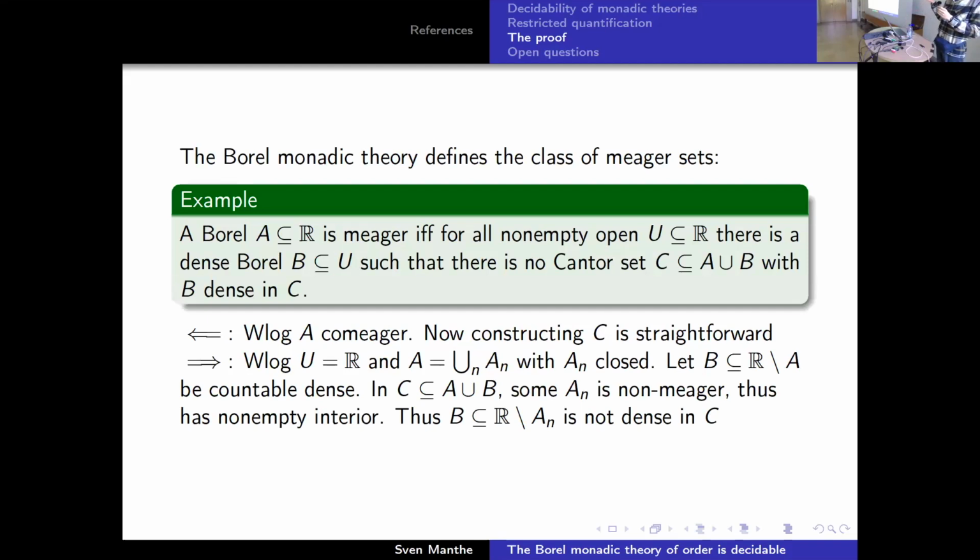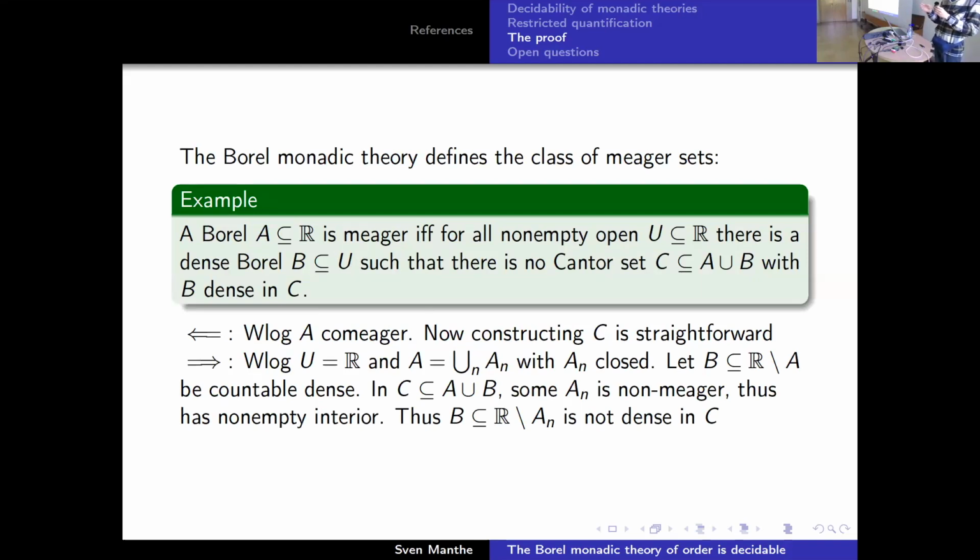And as a maybe easy example of those techniques, let me show a concrete result that can be proven using these tools, namely a definition of the class of meager sets in the Borel monadic theory of order. And it's actually not clear to me whether a similar definition works in the non-Borel setting. So this really is something which we can do using the Baire property.